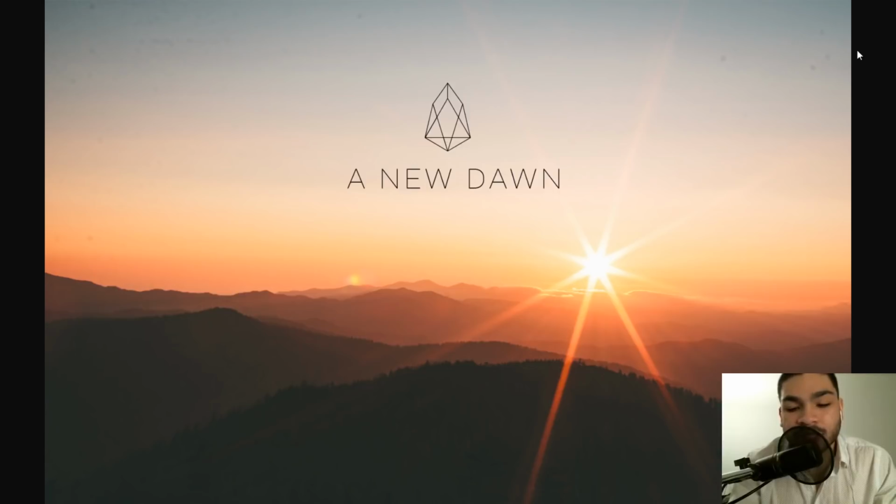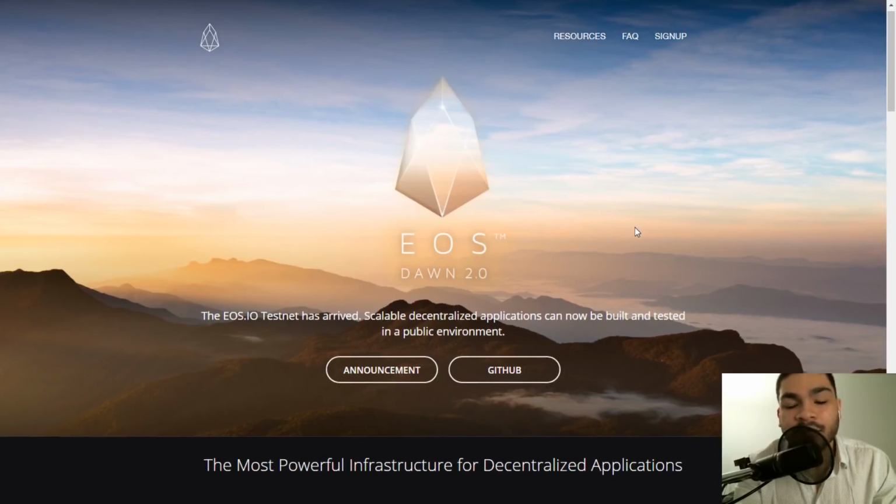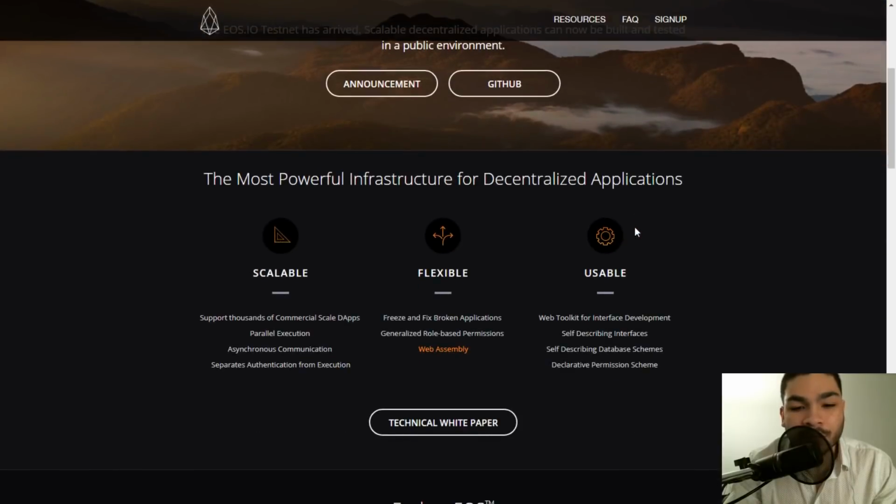So I want to mention the technical claims here. I want to talk about the technical aspects of this real quick. Now, EOS claims to solve the two biggest problems that we have today with blockchain technology. And the two biggest technological problems are scalability and transaction fees. And EOS says it can solve the whole thing. It's scalable, it's flexible, it's usable.